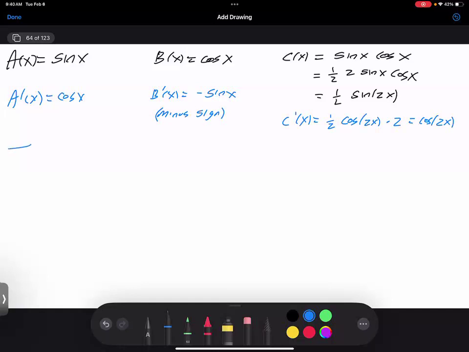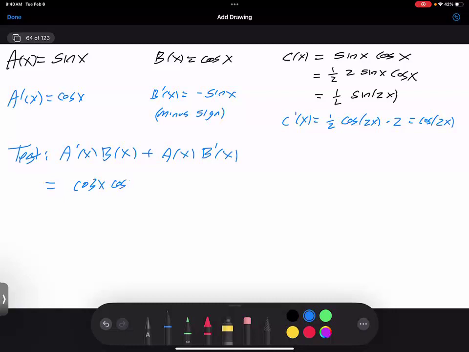And so now, if we test a prime of x, b of x plus a of x, b prime of x. That's going to be cosine x, and then b of x is cosine of x, and then a of x is going to be sine of x, and b prime of x is minus sine of x. Does anybody remember what cosine, cosine, minus sine, sine is? This is just cosine of 2x. This is another trig identity, which is c prime of x.